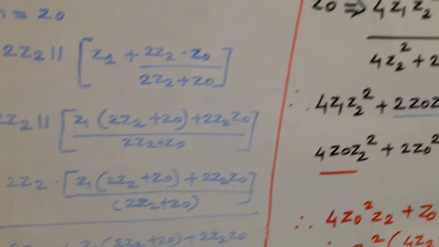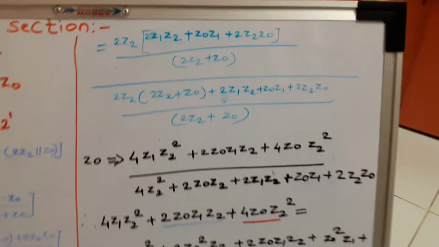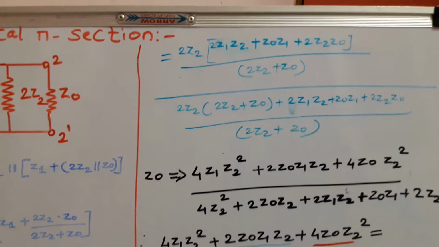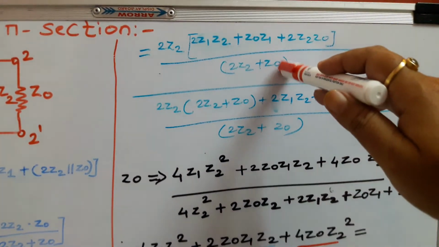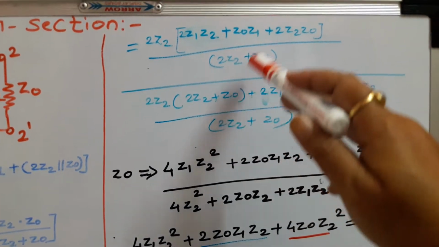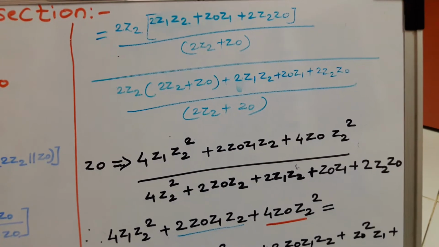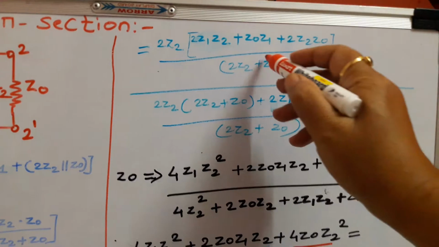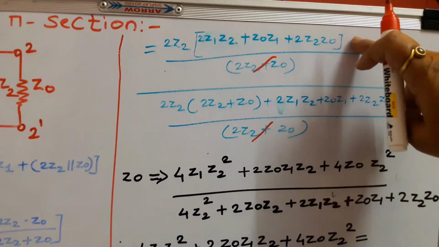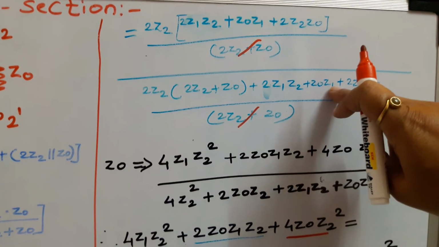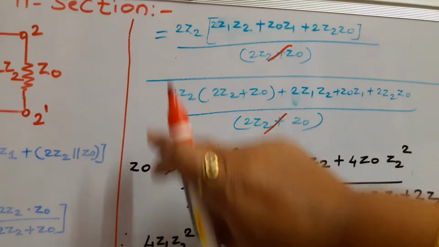So nothing is difficult, you can derive it. Okay, so we will have twice Z2 into this bracket divided by its LCM. So these things are now same, so the denominator will be cancelled, this bracket will be cancelled with this bracket, and we will be left with this numerator divided by this denominator. Its left hand side is nothing but Z0.